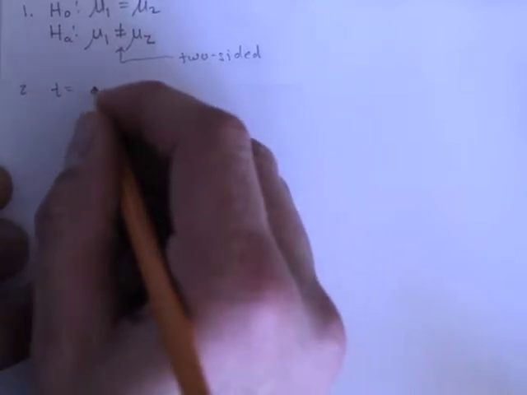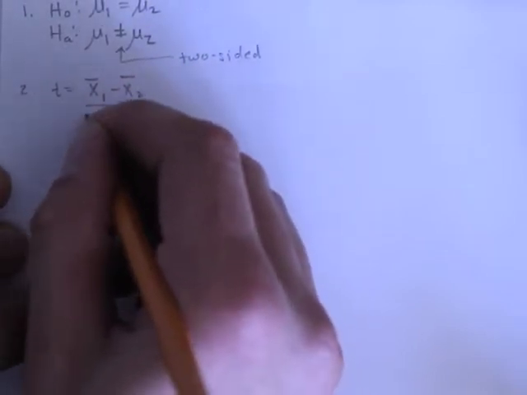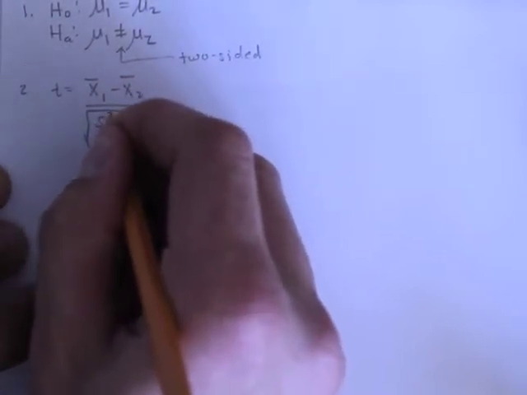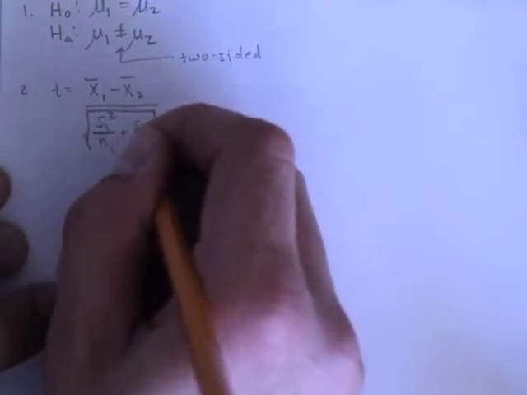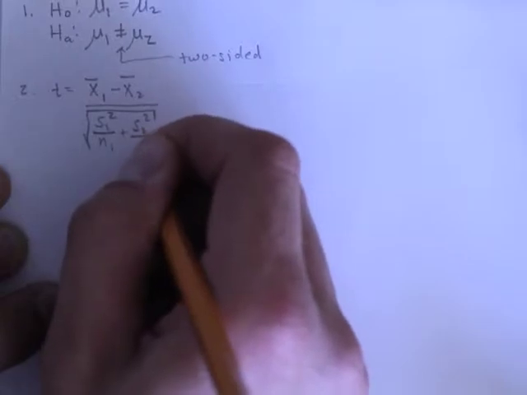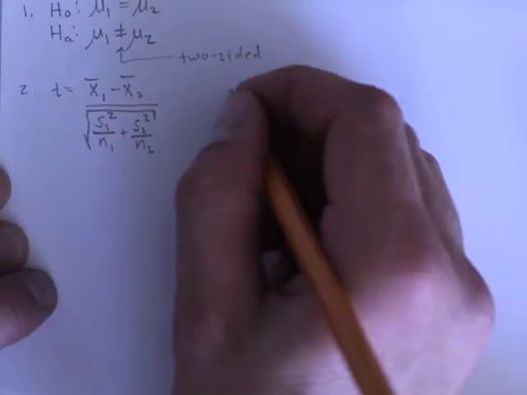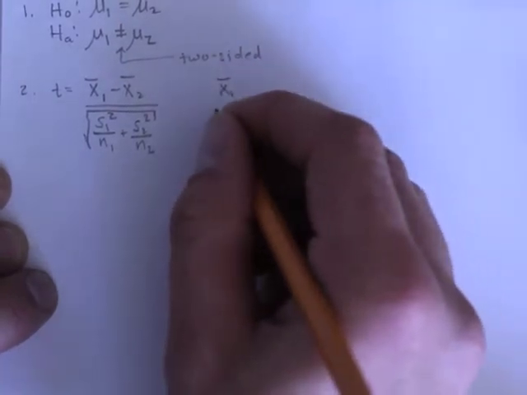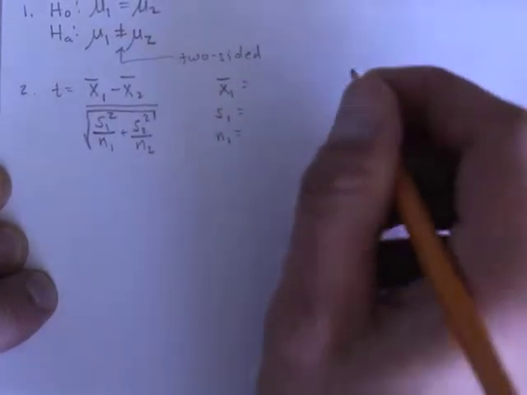And we can go ahead and go on to step 2 here, which is to calculate the test statistic. And we can write down the formula is sample 1 mean minus sample 2 mean, all divided by the square root of sample 1's standard deviation squared divided by its size plus sample 2's standard deviation squared divided by its size. Remember, the degrees of freedom will be the smaller of the 2. And I'm just going to put a place here to write down all of the information I need to get from the problem.